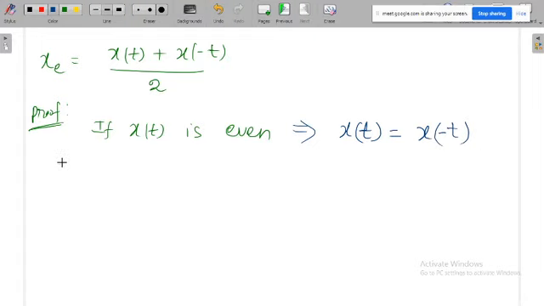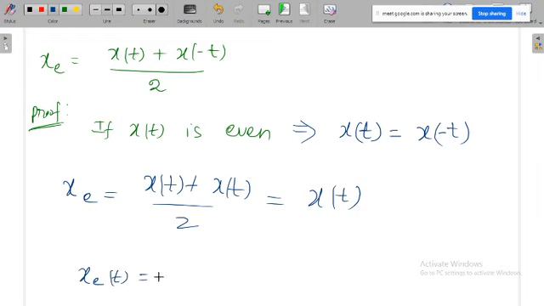Is it correct? Please do not worry about this formula. In general, if x of t is given and it is even, then I can write x of t is equal to x of minus t. So now you apply this condition in this formula. x of minus t is equal to x of t, so instead of x of minus t, I am putting x of t, divided by 2. That means x of t. Yes, you will get that only, because if you try to extract the even part of the signal from the even signal, you will get that signal only.